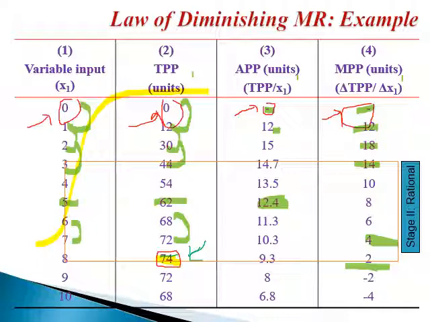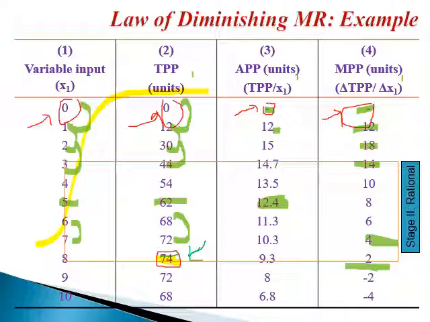As I told you in one of the homeworks, please go to the homework and graph this table. In order to graph this table the easy way, put x1 measured horizontally and the TPP measured vertically, and graph that only. The first point is 0 and 0. The second point is 1 and 12. The third point is 2 and 30. The fourth point is 3 and 44. The fifth point is 4 and 54. The next point is 5 and 62, all the way till the end.